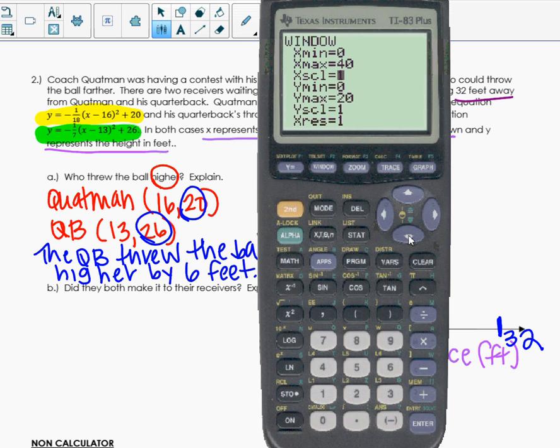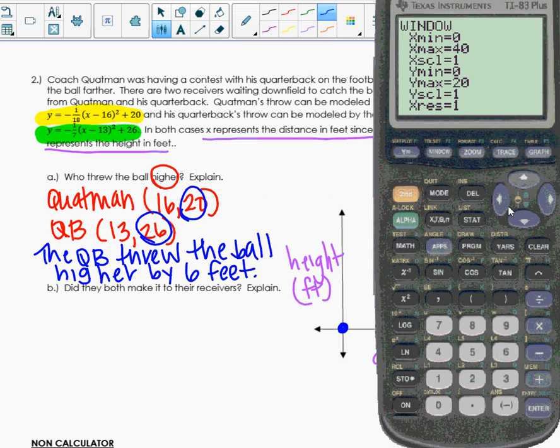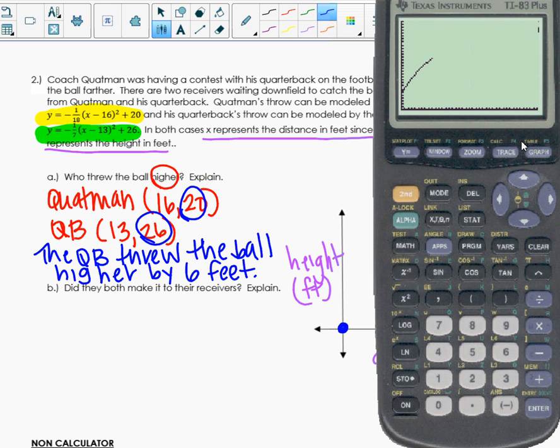So we're going to go from 0 to 40. Now, if you think height, again, we're starting at 0. That's the ground in this case. Now, how high do we want to go? Well, in part A, we just figured out how high they went. Quatman threw it 20 feet in the air. The quarterback threw it 26 feet in the air. So the highest it's going to go is 26 feet. So I'm going to go up to about 30. Give myself some room, but then I can see a nice big picture. So now when you hit graph, you should see this.